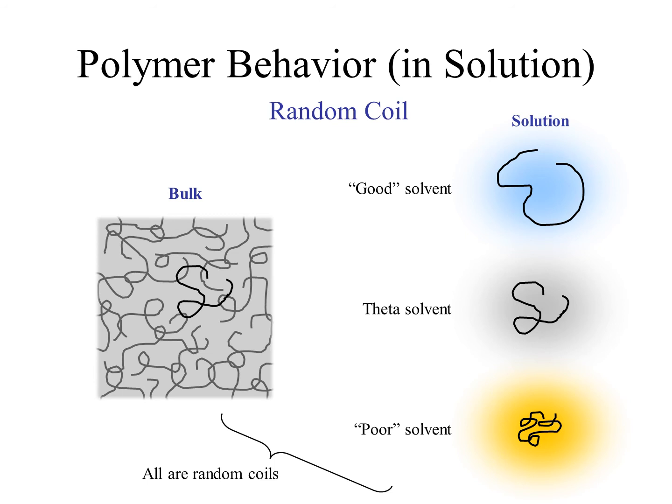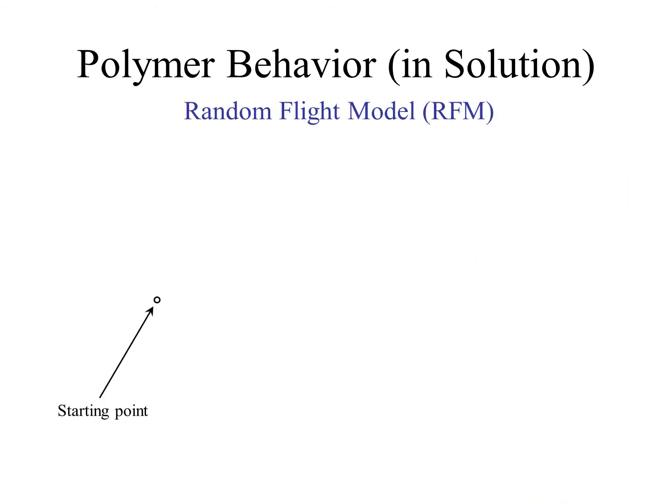The term random coil being derived from the model used to describe the shape of a polymer is called the random flight model, or RFM for short. The model has many names. One of the more fun names is the drunkard's walk. We'll use the drunkard's walk description because it's the easiest to envision and clearly more fun.